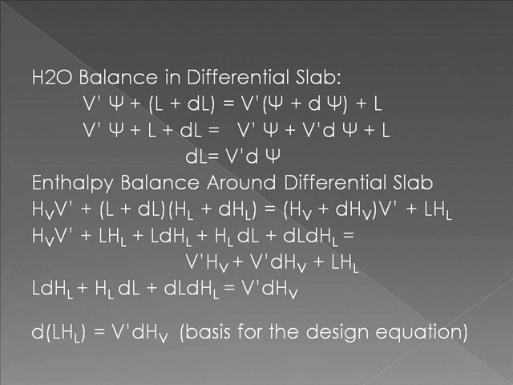In setting up the enthalpy balance around the differential slab, we have HV V prime plus the quantity L plus DL multiplied by the quantity HL plus DHL is equal to the quantity HV plus DHV multiplied by V prime plus L. In distributing and cancelling the like terms and rearranging, we will finally have DLHL is equal to V prime DHV, which will be the basis for the design equation.